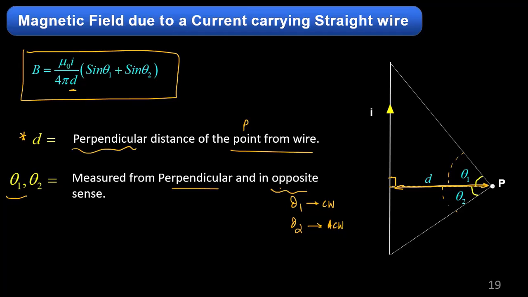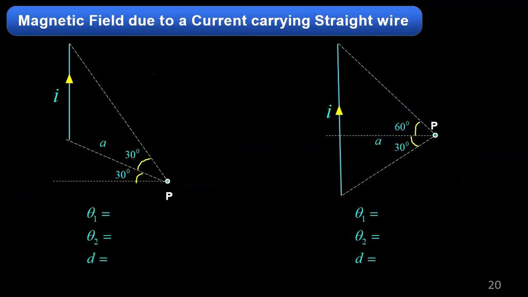That means these two are measured in opposite sides. So since these two are measured in opposite sides, I am saying that both theta 1 and theta 2 are to be taken to be positive. If they are in opposite sense, then they have to be taken to be positive numbers. If they are in the same sense, then we have to take it to be negative. Let us do some calculation based on this equation.